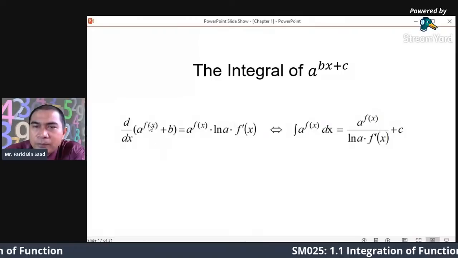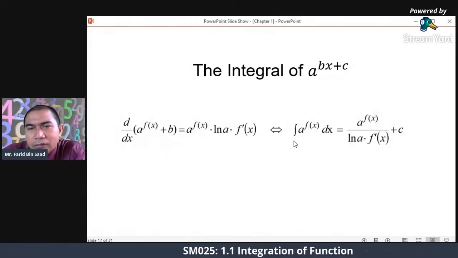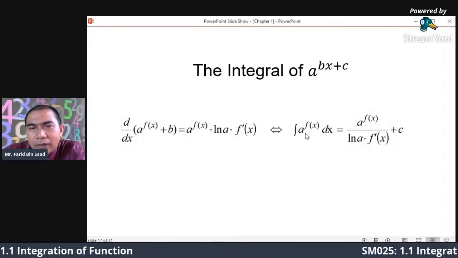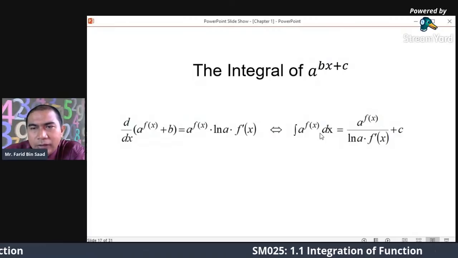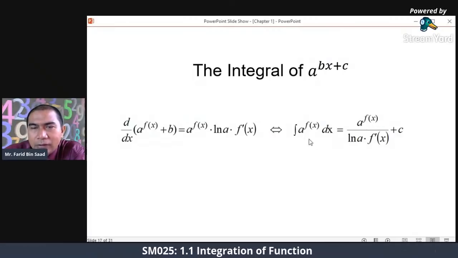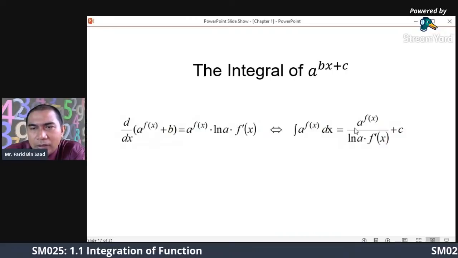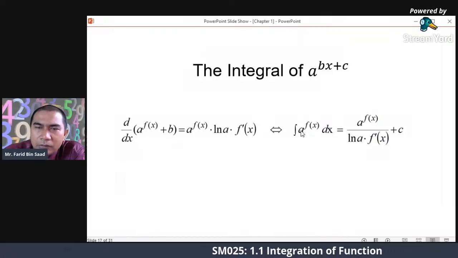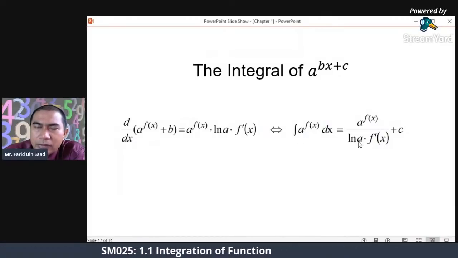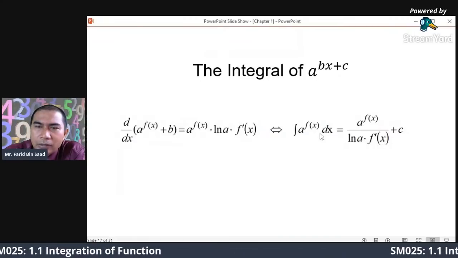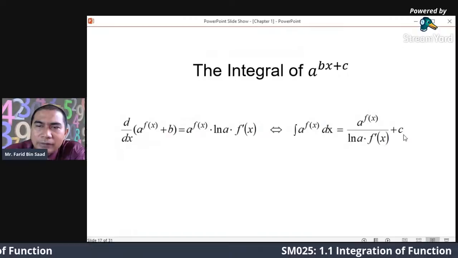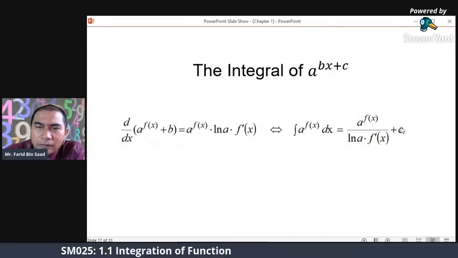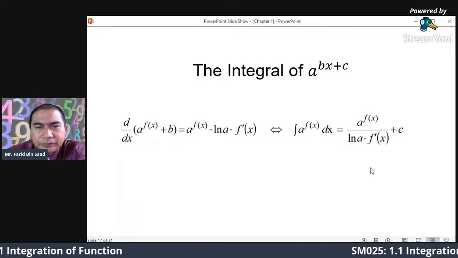Therefore, when we integrate a power of f(x) dx, what we get is a power of f(x) itself, divided by ln a. What is a? It is the base of the f(x). Then we multiply with the f prime x. So plus c. Again, don't forget to put c at the end of our solution. Okay. Next.